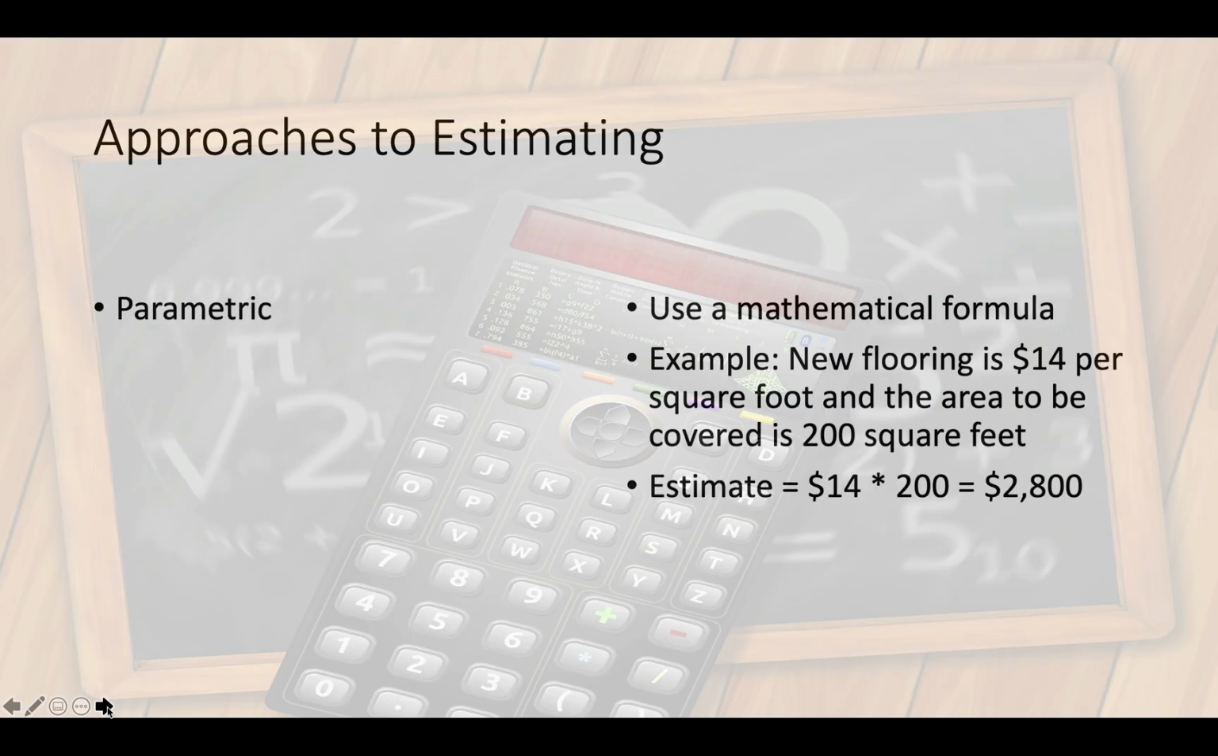Parametric, using a mathematical formula. Okay, we're using math creating estimates no matter what, right? Whether we're doing time or money, we're using math. But what I'm saying is that you have a standardized formula that fits your work, that makes sense, that you can use. Like the example here about flooring, $14 per square foot, and the area to be covered is 200 square feet. 14 times 200, $2,800. This can be very reliable.